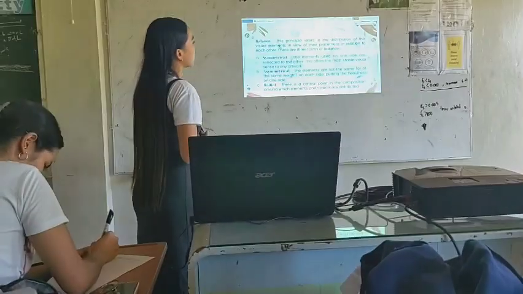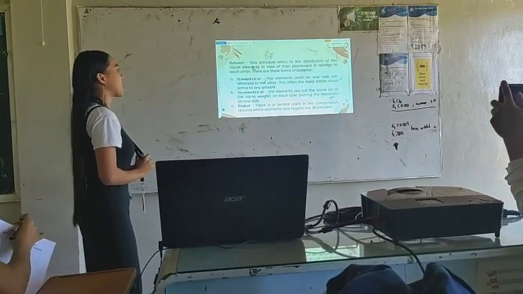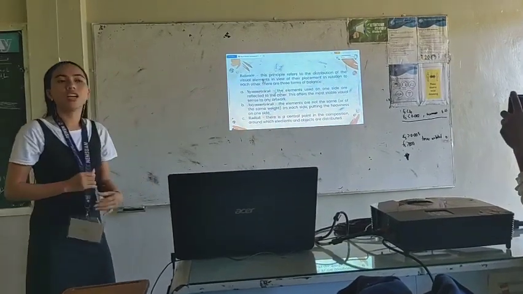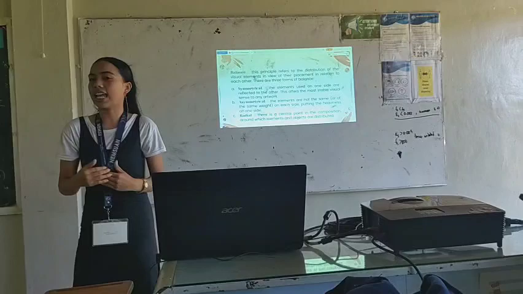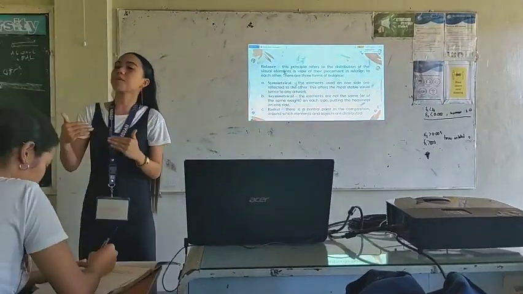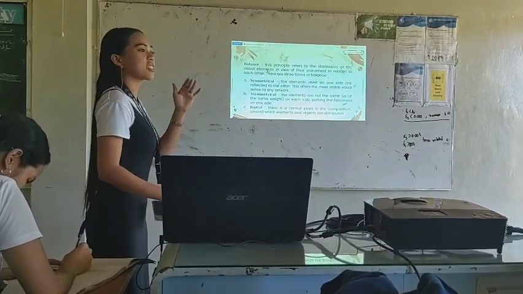Symmetrical: the elements used on one side are reflected on the other. This offers the most stable visual sense to any artwork. It can be thought of as 50-50 balance or like a mirror image, which means the image would look the same on either side of the center.